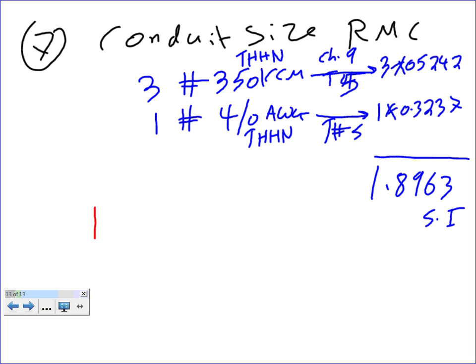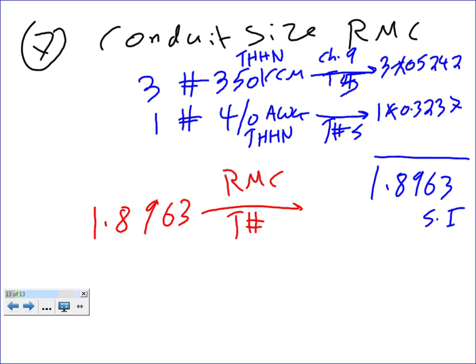Then you're going to take the 1.8963. It's a rigid metal conduit, table number... which table is this one? Table 4, chapter 9. You're going to go find the square inch amount under which fill? By the way, which fill? 40%. Under 40% fill.